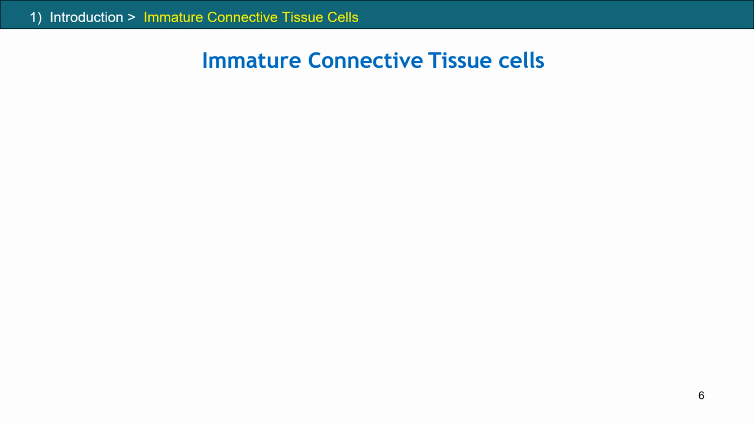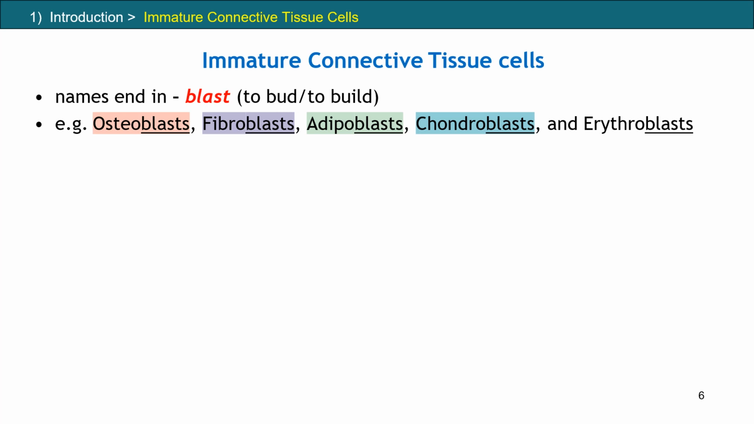In this slide, I'm going to tell you a little bit more about the cells that form the connective tissue. And there are two types of cells that I want you to remember. In the immature stage, you have these cells that end with the word blast. That means that they are involved in building or originating something. So this is very simple. Here, the bone cells are osteoblasts.